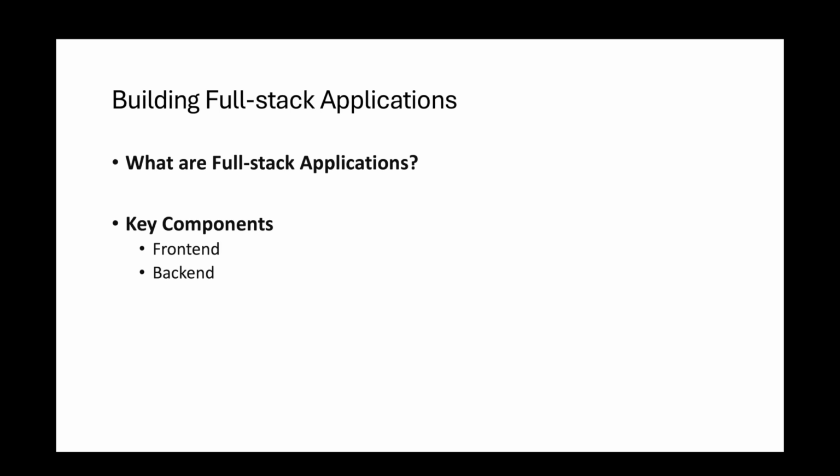Full-stack applications encompass both front-end (client-side) and backend (server-side) components, allowing developers to create end-to-end solutions that handle user interactions, data processing, and storage. Key components. Front-end: the user interface of the application, typically built using HTML, CSS, and JavaScript frameworks like React, Angular, or Vue.js. Backend: the server-side logic of the application, responsible for processing requests, executing business logic, and interacting with databases or external APIs. It can be built using languages like Node.js, Python, Java, or Ruby.